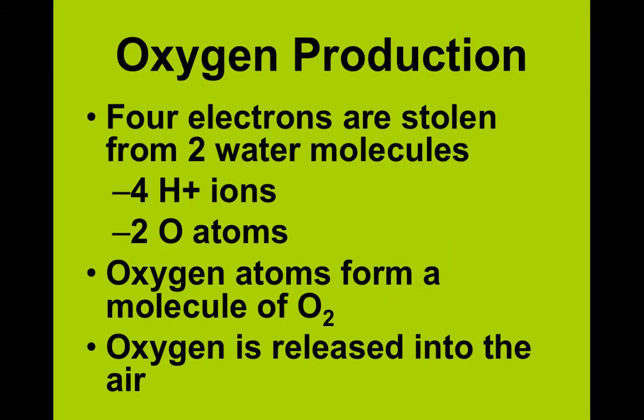Okay, so we're going to break down 2 waters. That's going to give us 4 hydrogen ions and 2 oxygen atoms. Now those oxygens will double bond to each other to form O2, which is the gas that we breathe. So the plants will actually release oxygen out of their cells, out of the leaves of the plants.